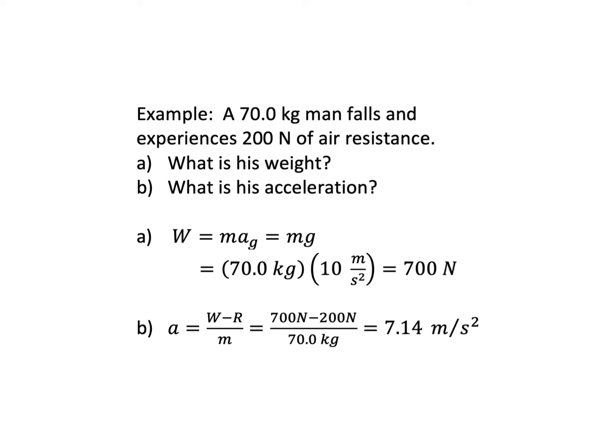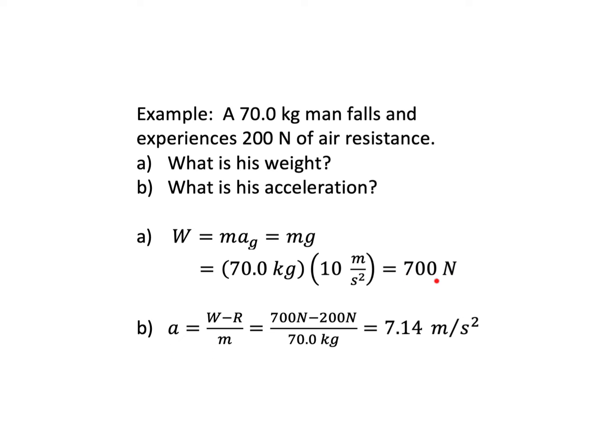Now, if the person were just falling with no air resistance at all, we wouldn't have to calculate anything. We would know that it would be 10 meters per second squared because everything falls at 10 meters per second squared. But if air resistance is reducing the acceleration, we have to take it into account, and we can use that formula we saw in the last slide.